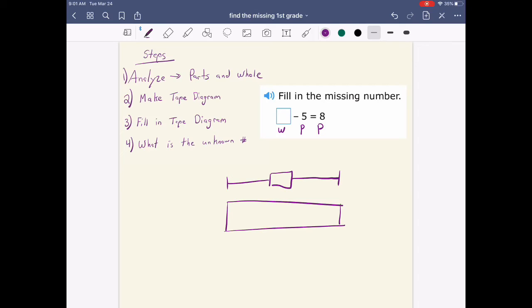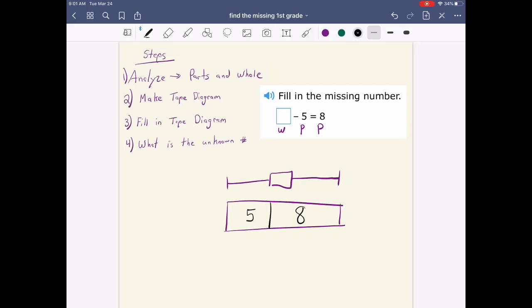All right, step 3, fill in the tape diagram. Oh, I don't know what my whole is, so I'm gonna leave that one blank, but I do know what my parts are. One part is 5, and since that one's smaller than 8, I'm gonna make it a little smaller. And my other part is 8. Hey, that's gonna be kind of easy for step 4.